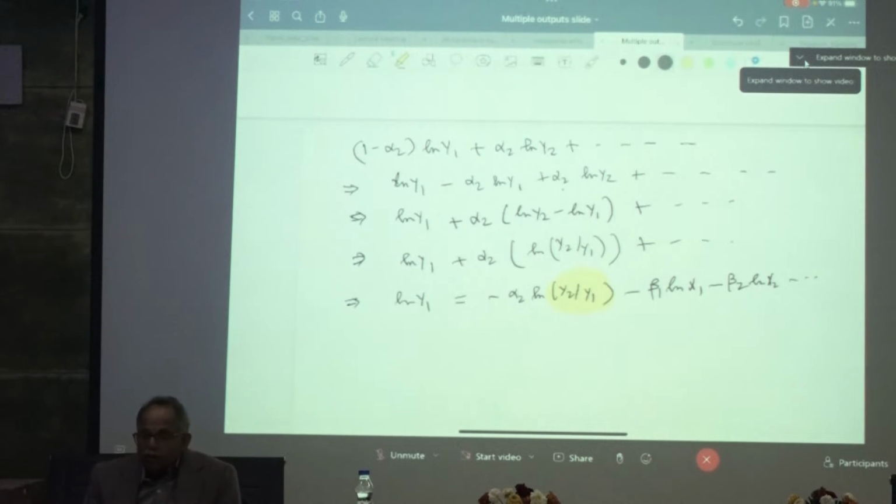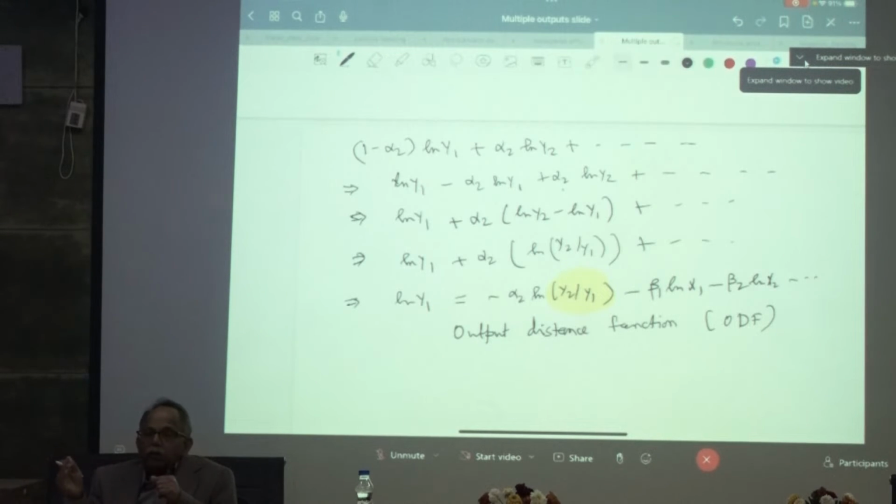In short, we call it ODF. So again, in essence, what is the output distance function? Output distance function means that you have one output on the left-hand side, the other outputs are going to be on the right-hand side, written as a ratio of the output quantities. Nothing happens to the inputs.